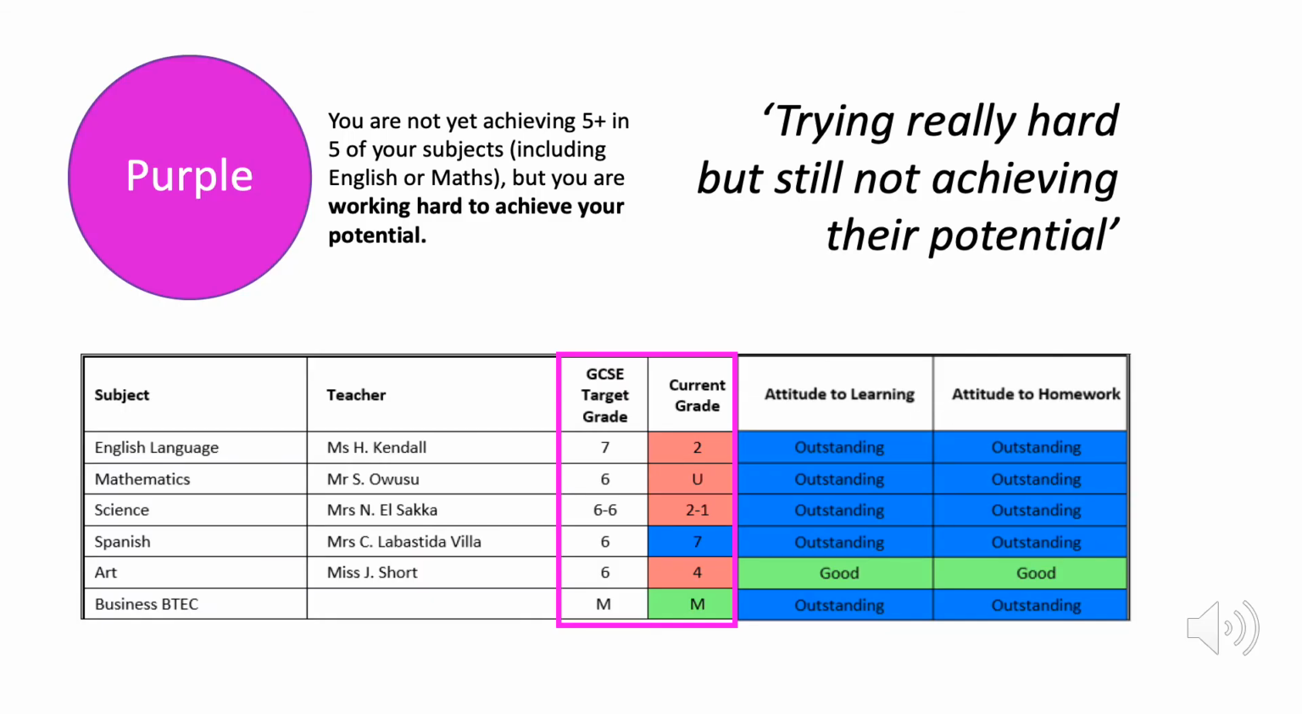So your child's in the purple group. This means they're not yet achieving a grade 5 or higher in 5 of their subjects, including English and Maths. But they are working really hard and they will fulfil their potential if they keep on going. We need to work out what's going to work for them to unlock their potential.